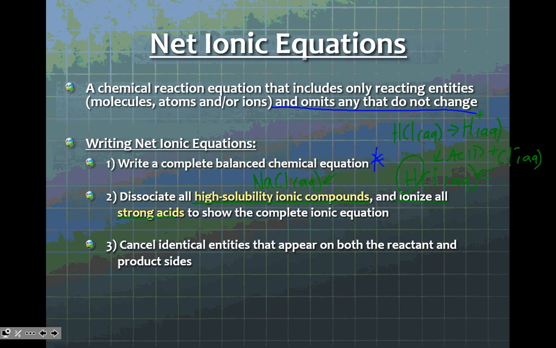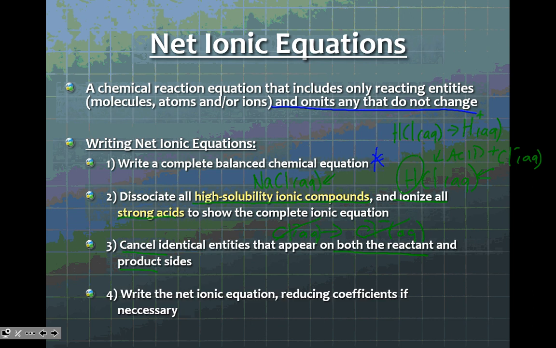Cancel identical entities that appear on both the reactant and the product side. So that's very important. You're canceling identical entities that are in the reactant and the product side. So if I have Cl- aq in the reactant side and I see Cl- aq on the product side, because they're exactly the same, one is on the reactant side and one's on the product side, they cancel out.